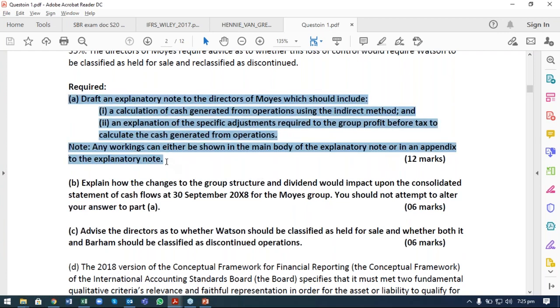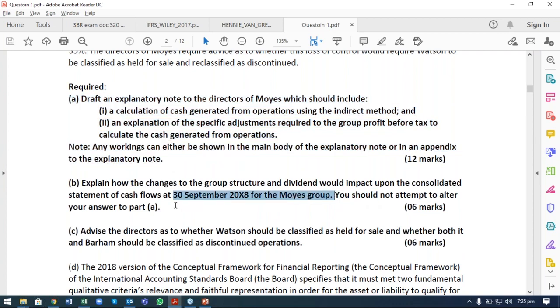It's not directly linked with section one, because in requirement B the examiner has specifically asked you not to alter the answer in your requirement A. So you need to only explain what you have done over here, how the dividend, if paid by Moyes' companies, had impacted the cash flow statement. So you need to be very careful how those dividends should be treated.